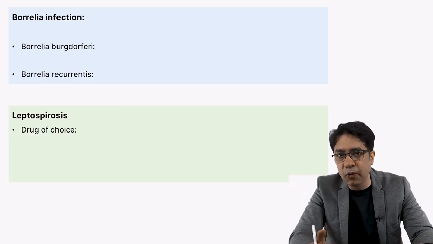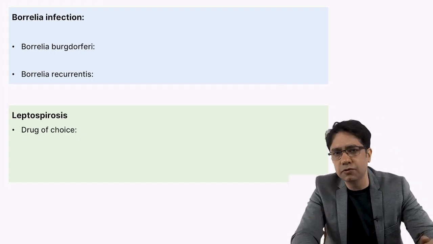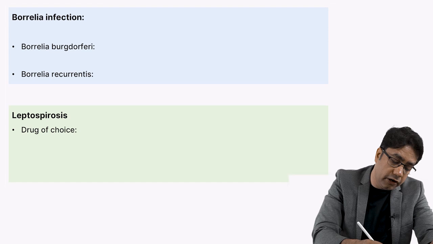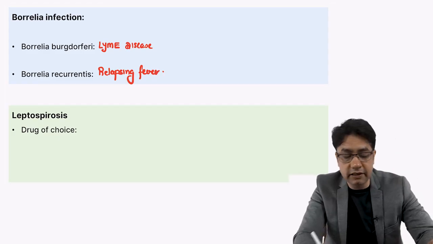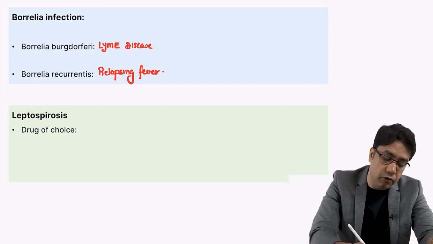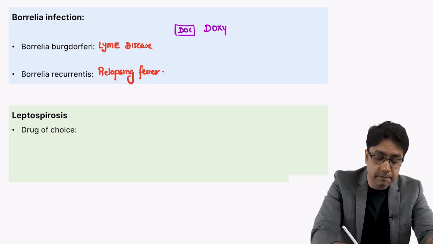Let's talk about Borrelia infection. Borrelia has 2 species. One is burgdorferi. Burgdorferi causes a disease known as Lyme disease. And Borrelia recurrentis, recurrentis means again and again, means relapsing fever. So what is the treatment? The drug of choice for Borrelia infection is doxycycline.